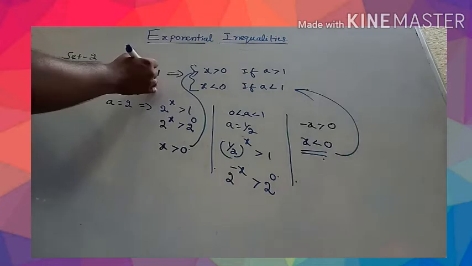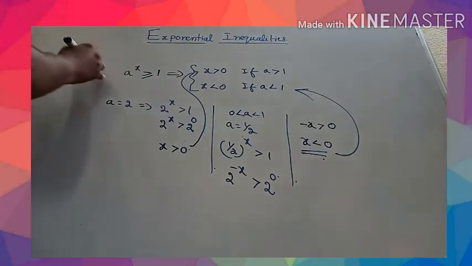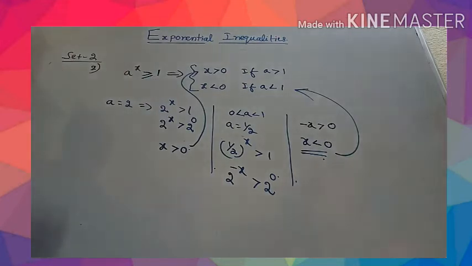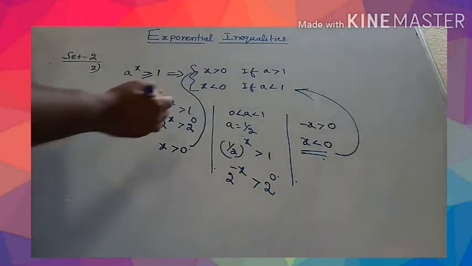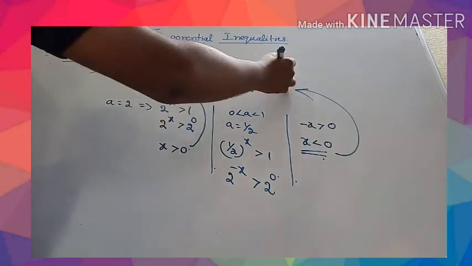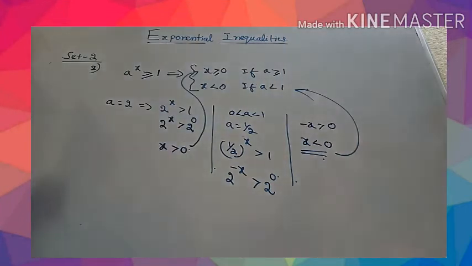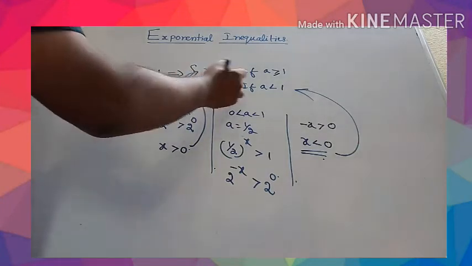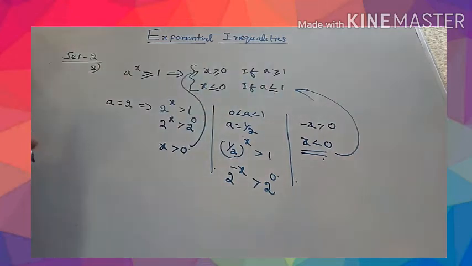The second one, when equality is included: a^x greater than or equal to 1. When x is greater than or equal to 0, a should be greater than or equal to 1. And when x is less than or equal to 0, a will be less than or equal to 1.